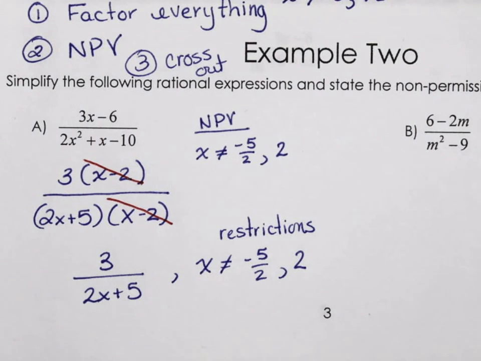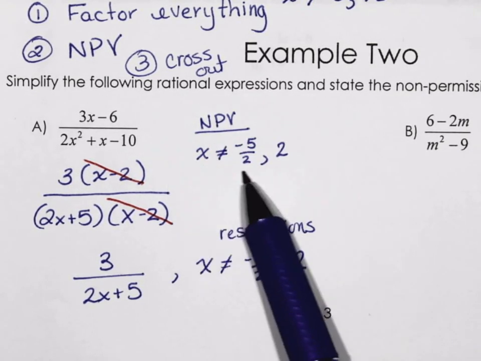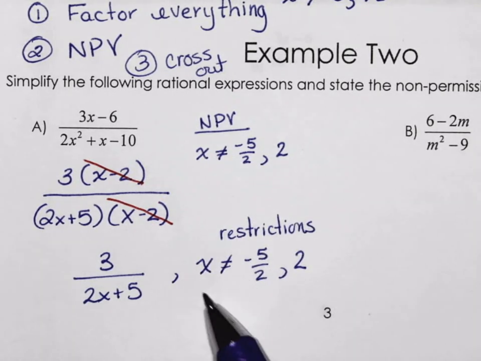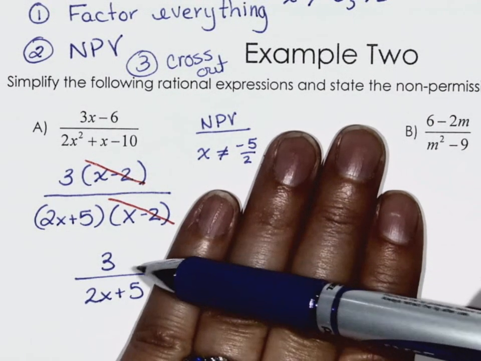Okay, so here's the thing. If you've stated the NPVs clearly somewhere, if they've been labeled and they're NPVs, if you forget to put them in the answer, like you only give me that for the answer, I'm okay with that. Okay? I'm okay with that.